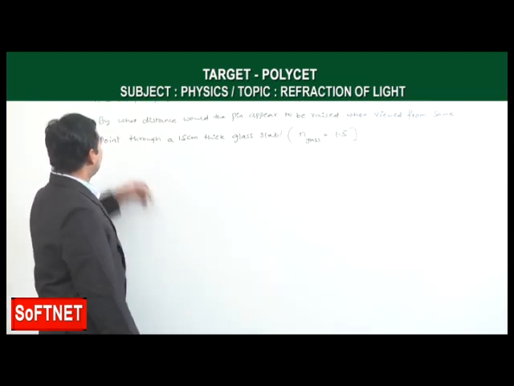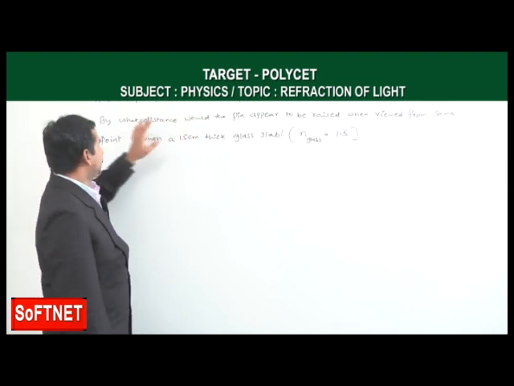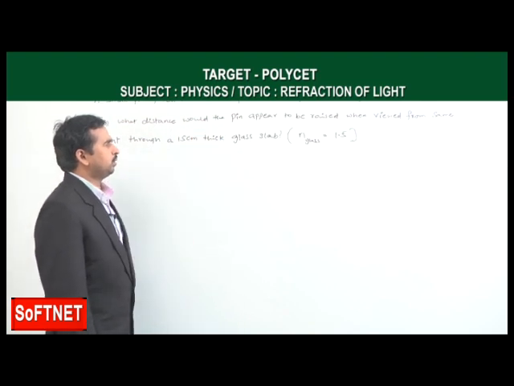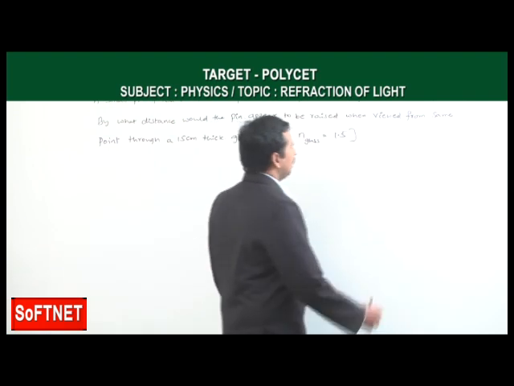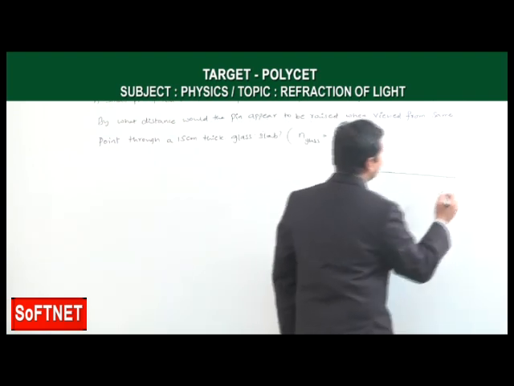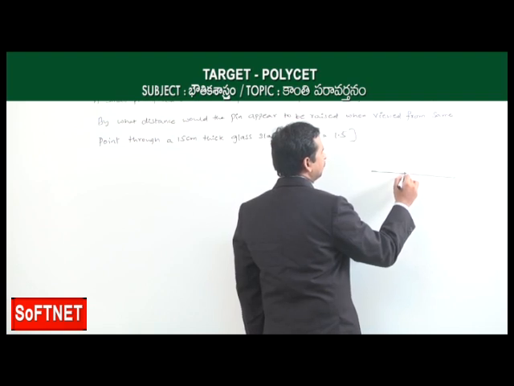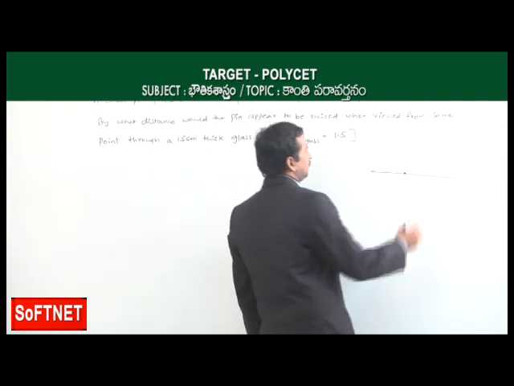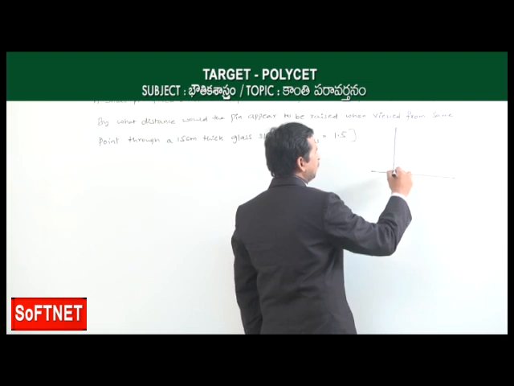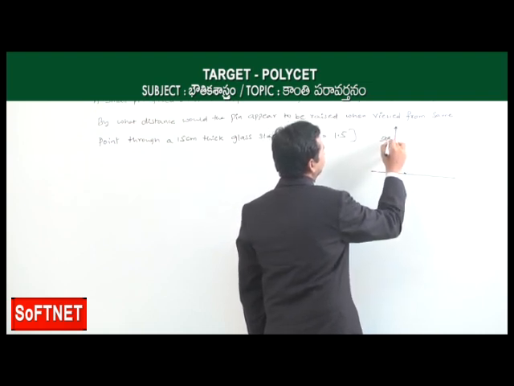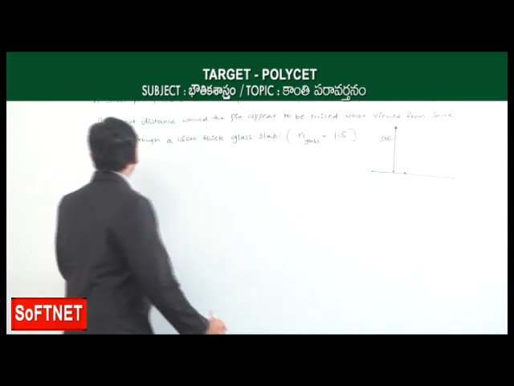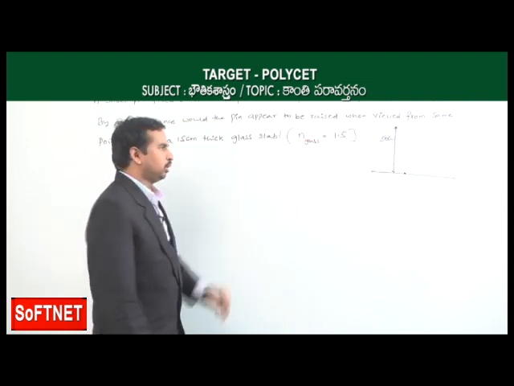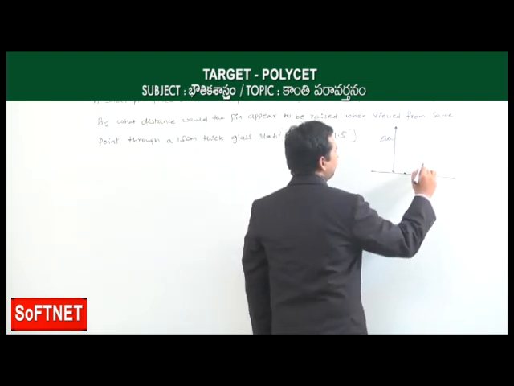Now we will see a small problem on this normal shift. Here it is given that a small pin fixed on a tabletop is viewed from above from a distance of 50 centimeters. Let us suppose this is the surface, and on this surface we are taking a pin, and we are viewing it from above at a distance of 50 centimeters. Now, by what distance would the pin appear to be raised, which is nothing but the normal shift?